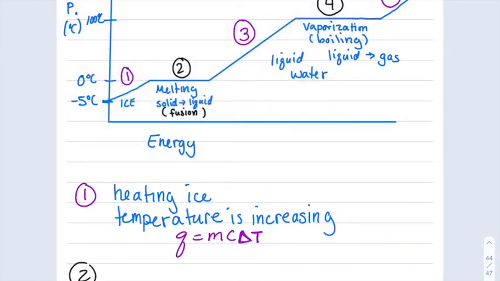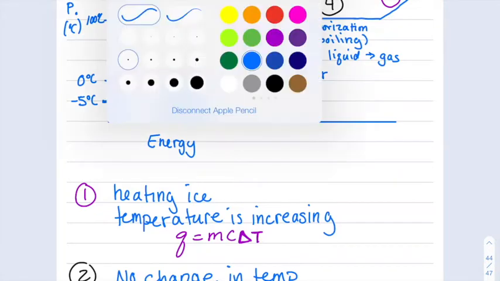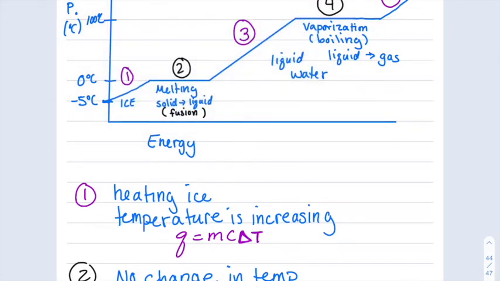Now in step 2, we can't use that anymore because we don't have any change in our temperature. So here we have no change in temperature. So instead what we're going to do is we're going to use delta H of fusion, also known as delta H fus. All right, so whenever we're doing a phase change, we're going to use our delta H, our enthalpy values, rather than using Q equals MC delta T.